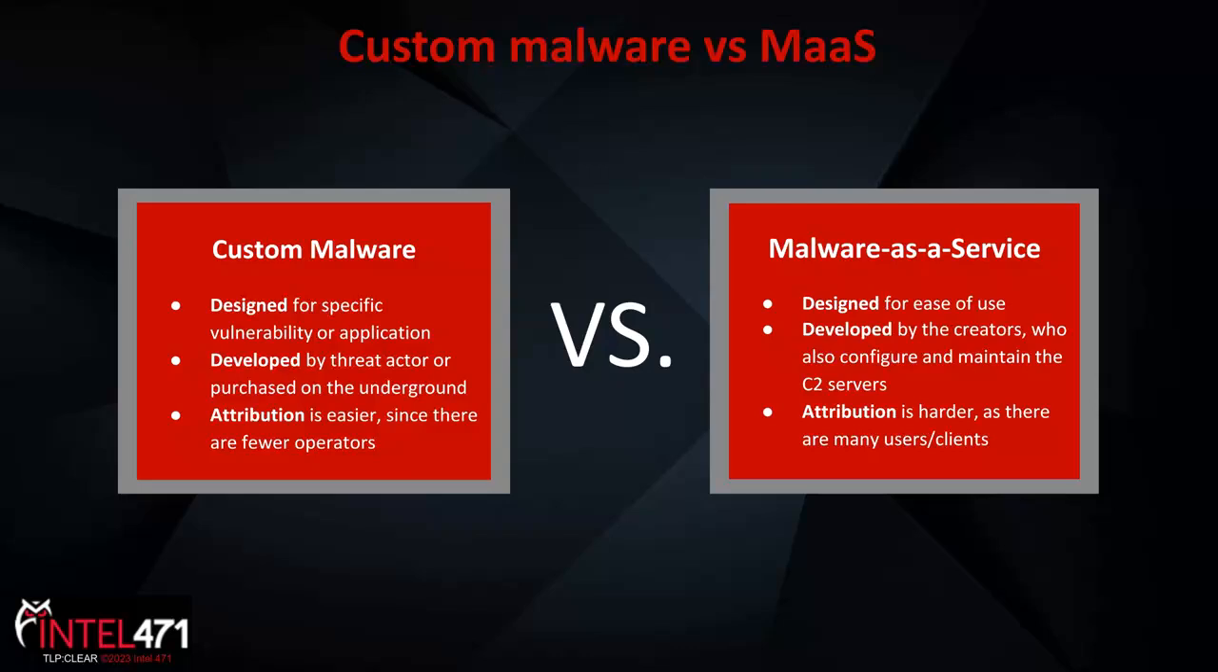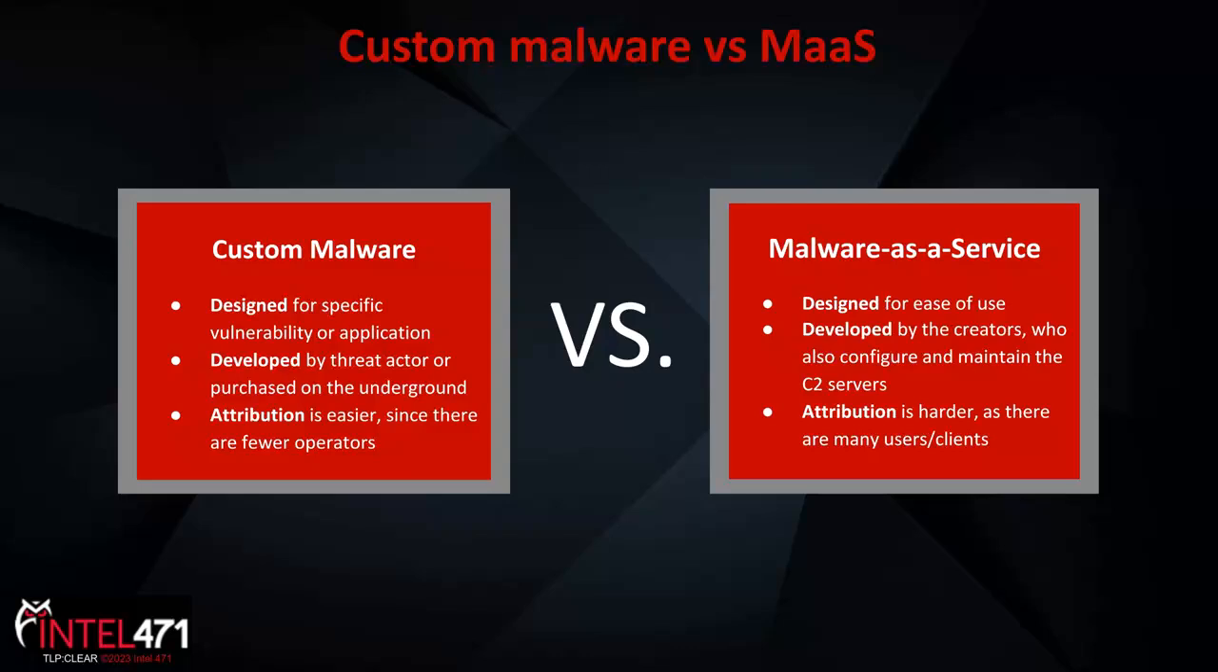First, you have custom malware, which is designed for a specific vulnerability, system, or application. Custom malware can be developed by the threat actor themselves or bought on the cyber underground, but since there are fewer operators, it can sometimes be used to help identify the threat actor or group a little bit easier. However, since custom malware is often novel, they can be more easily modified to evade detection, making it harder for antivirus systems to detect it.